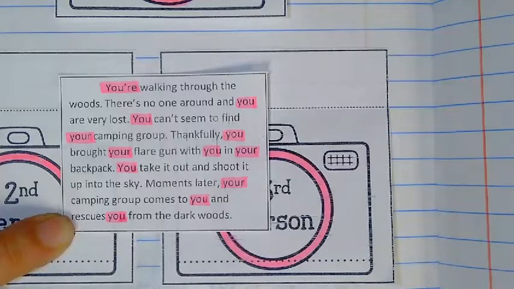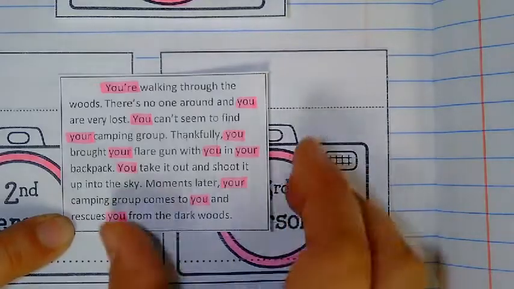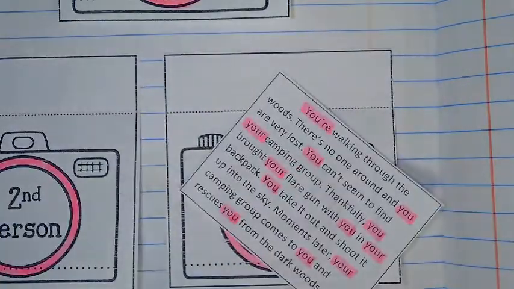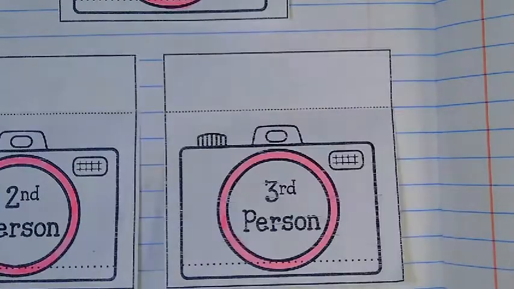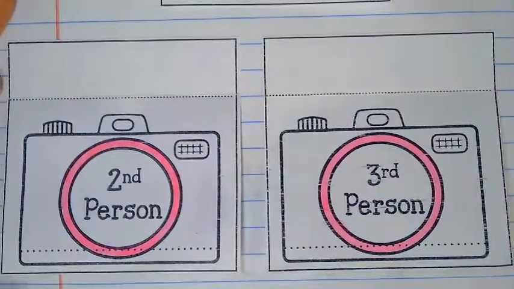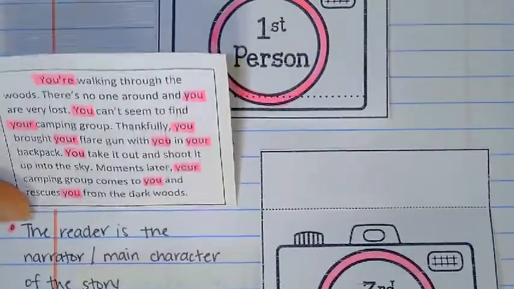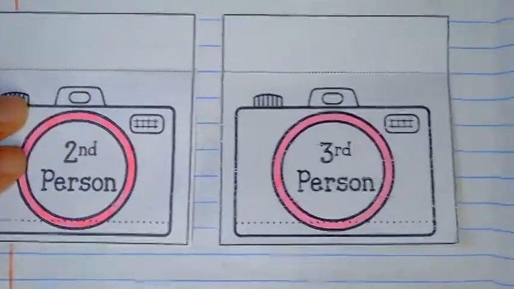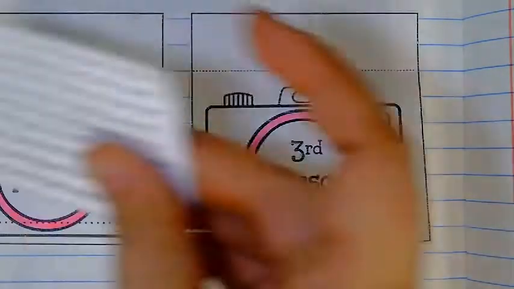So what person point of view would this be in? This would be in second person point of view. So go ahead and glue it underneath your second person flap. So now your second person flap should look like this. You should have your story with your definition. We have one more. So let's look at the story.